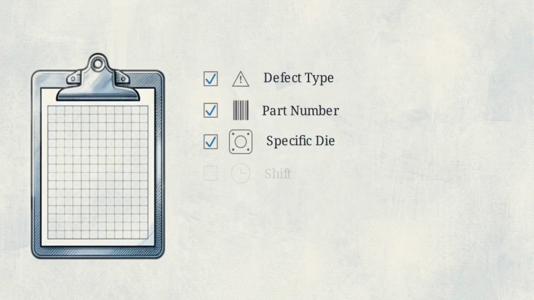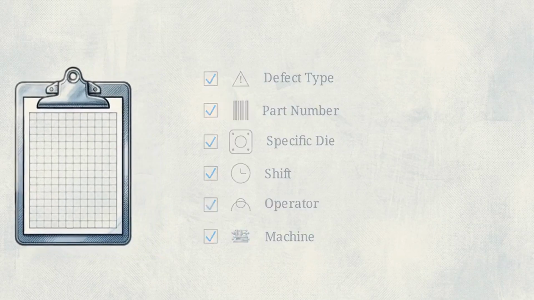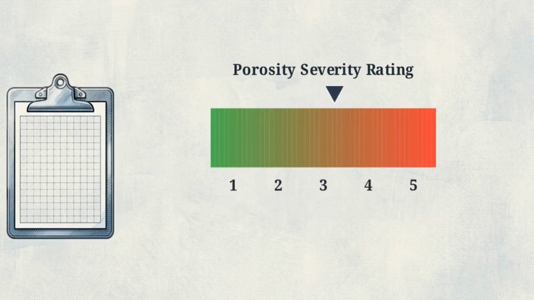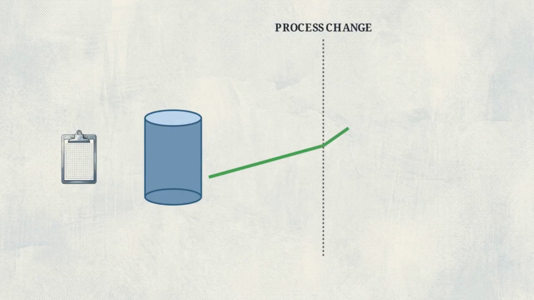This means setting up a daily scrap reporting system categorizing by defect type, part number, specific die, shift, operator, and machine. For porosity, you also need a 1 to 5 severity rating system to track if problems are getting better or worse. Once this structured system is in place, operators have the real world data needed to track trends and mathematically prove whether a process change is actually working.